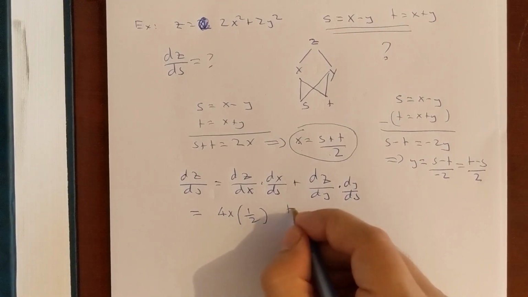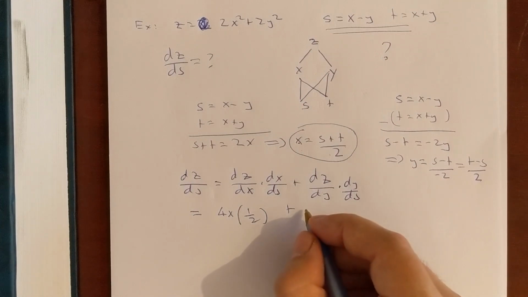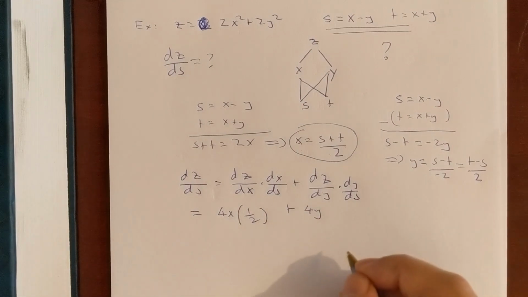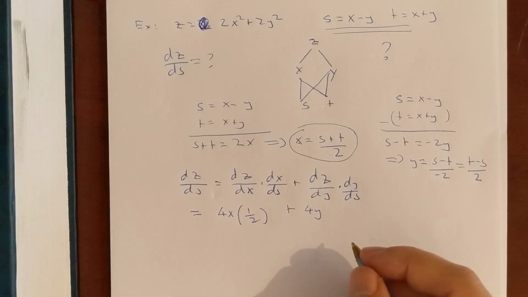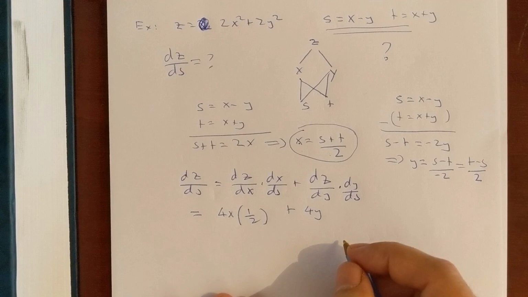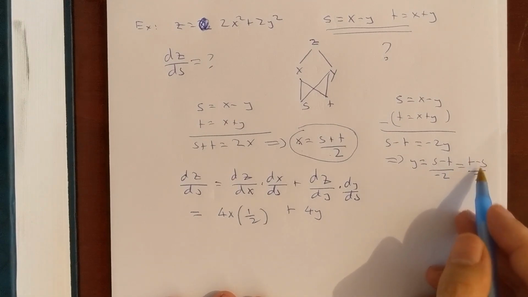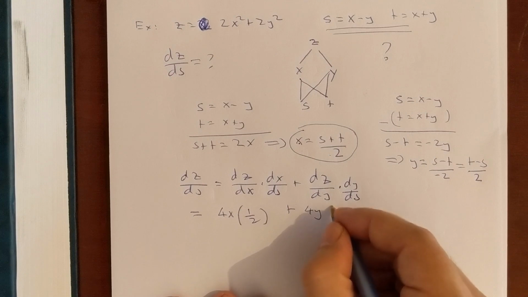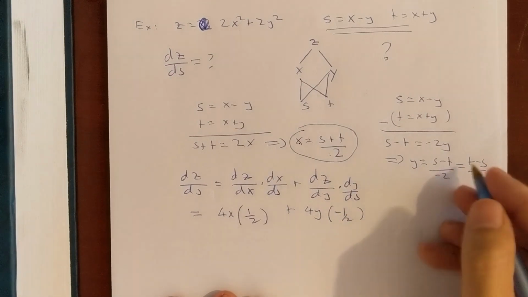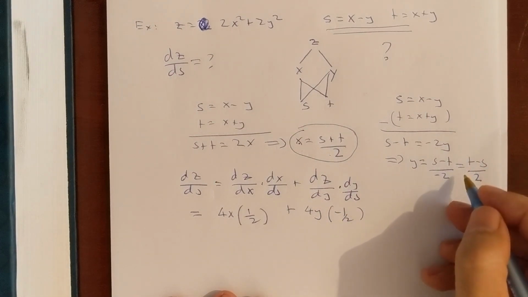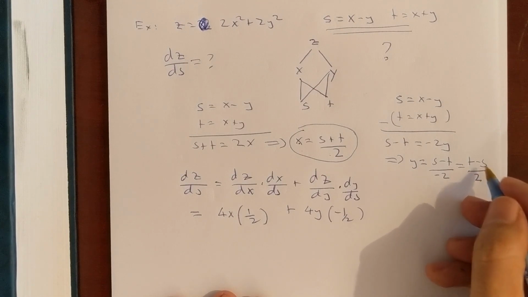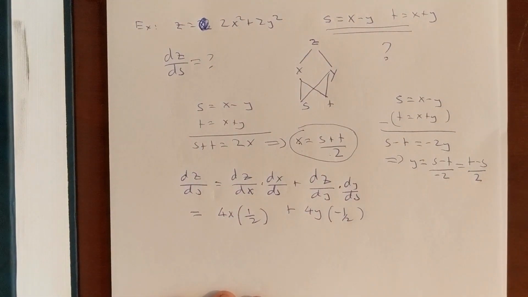Plus, let's look at dz/dy. Similarly, that is going to be just 4y, because 2x squared in terms of y is a constant, so it's 0. And we have dy/ds. Well, not too hard either. Now I look at this equation: it's t over 2 minus s over 2. The derivative of t over 2 is 0, and minus s over 2 gives you minus 1/2.